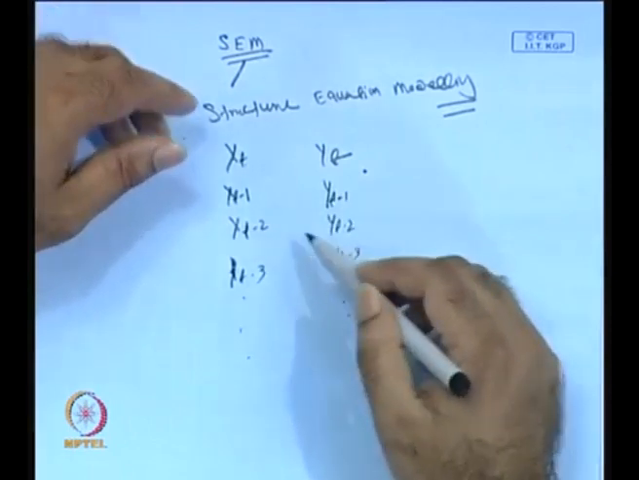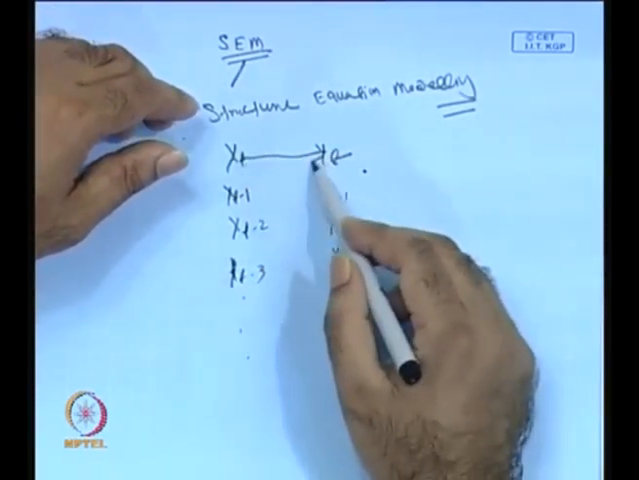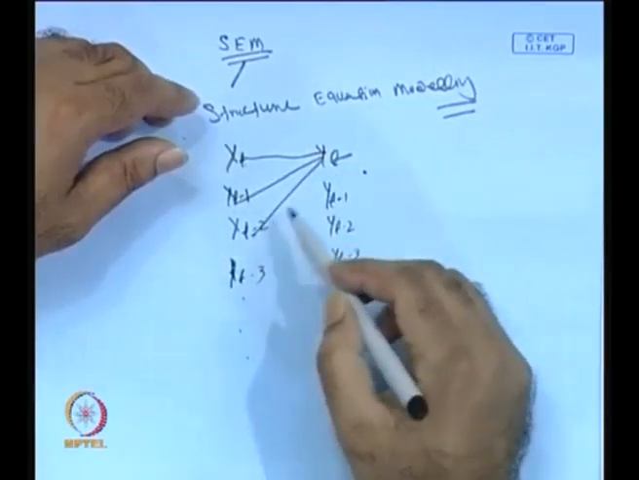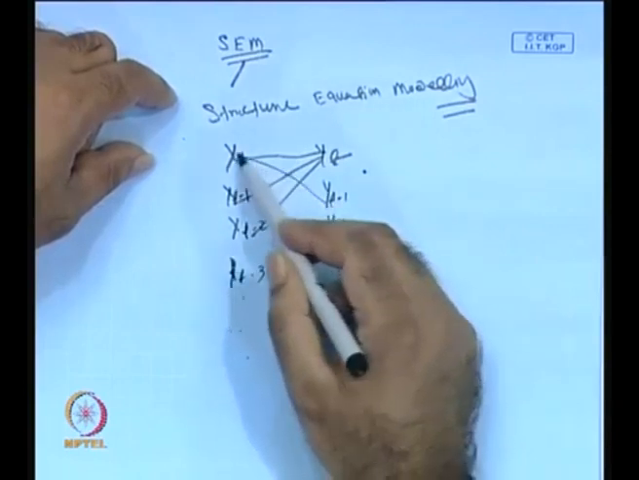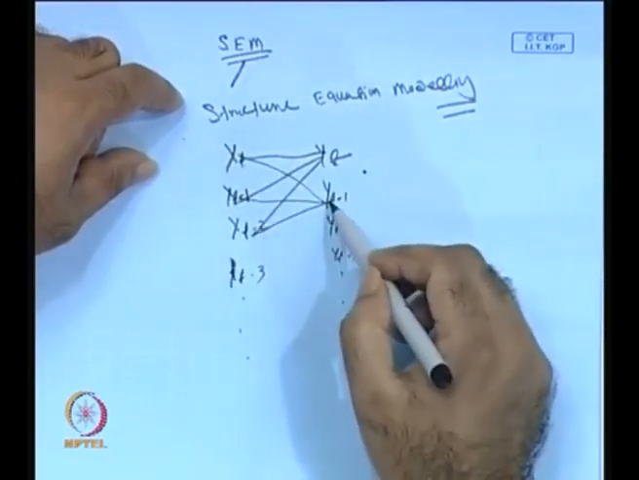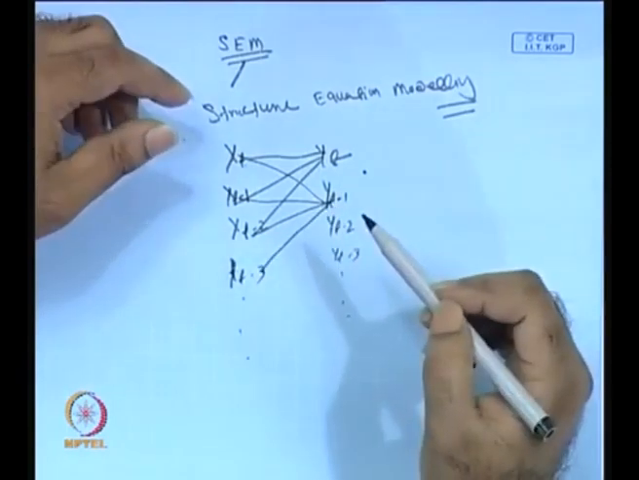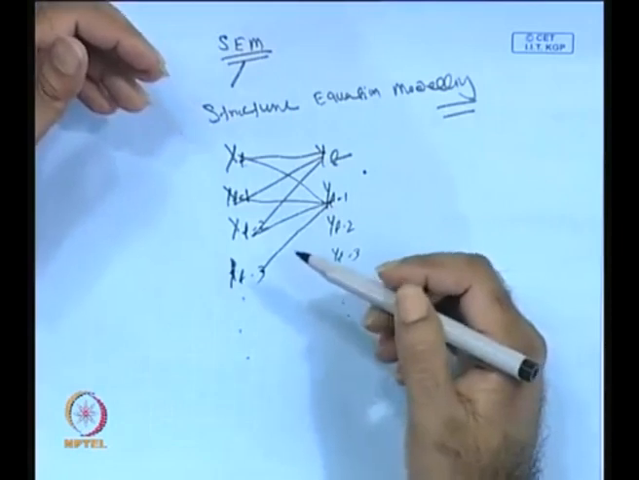Then sometimes yt depends upon xt, yt depends upon xt minus 1, yt depends upon xt minus 2. Similarly, yt minus 1 depends upon this one, and yt minus 1 depends upon xt minus 3. This is how they are all integrated to each other.